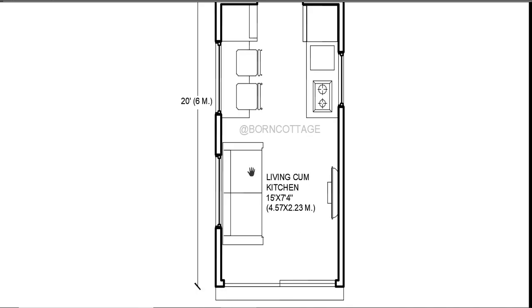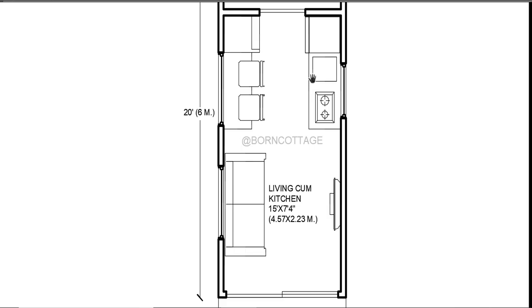You can see here the sofa arrangement, TV unit arrangement, and we have a kitchen counter here with burner, sink and refrigerator arrangement. Also we have a dining counter with 2 chairs and a washing machine arrangement, and we have 3 large size windows for ventilation and light purpose of this area.